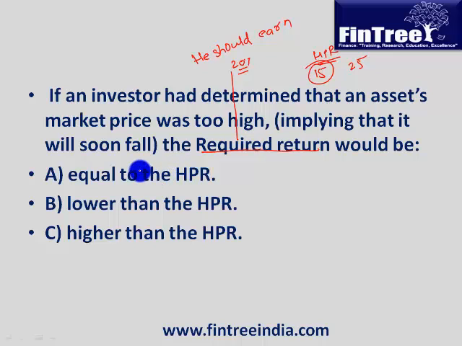How many of you feel it's B? Okay, C. C is the answer. Yes, straightforward. See, you want to earn a minimum of 20. If HPR is only 15, then the stock is overvalued. It's giving you less than what it should be giving you, which means the required rate of return would be higher than the holding period return. Is that okay? Is it difficult? No, it's not.